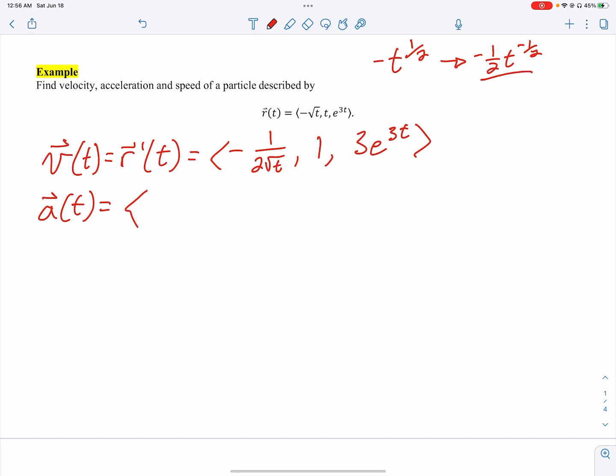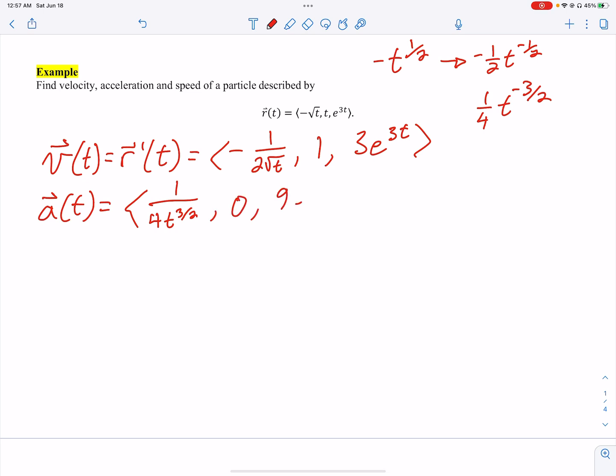So I'm going to use this up here. It's easier. Negative comes down. I get a 1/4 t to the negative 3/2. Now for this one, there's no negative, but I get 1 over 4 t to the 3/2. I can make it positive since it went back to the bottom. Derivative of 1 is 0.